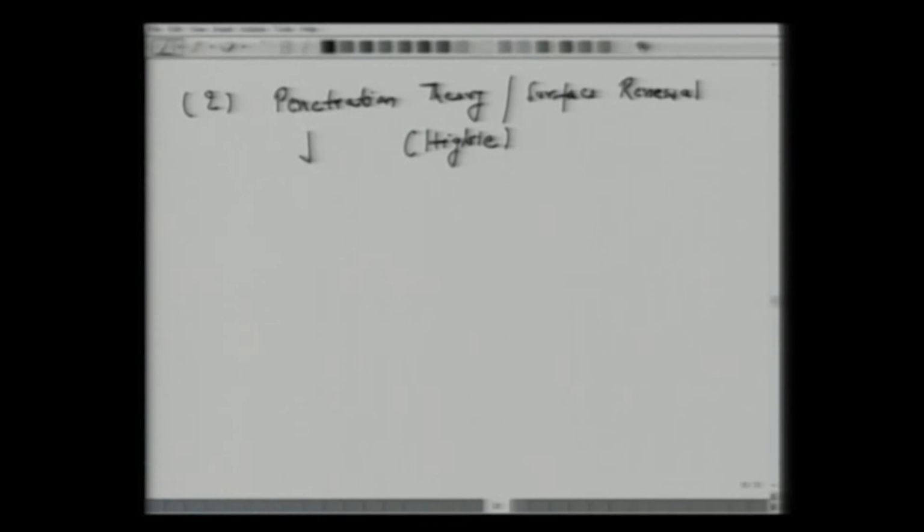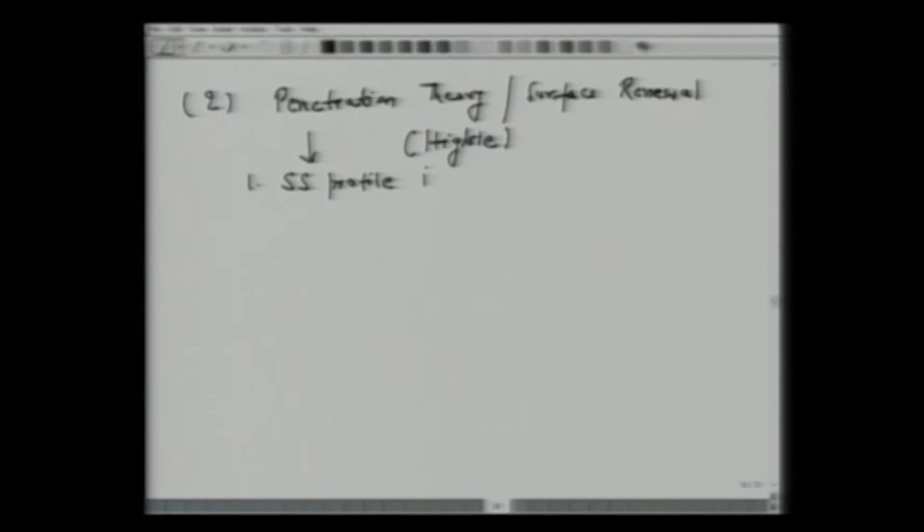So if we get into the physical aspect of this, let's start with this 2, which we can call penetration theory, and we will see that this penetration theory or the surface renewal theory is quite similar. There are some restrictions here, I will discuss this later. This was originally proposed by Higbie.